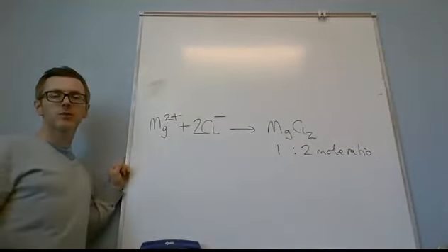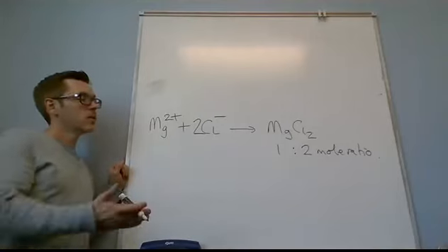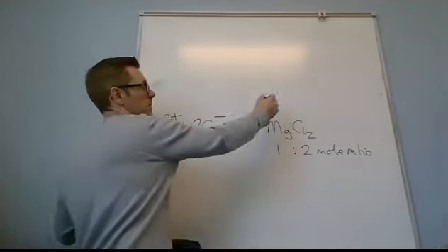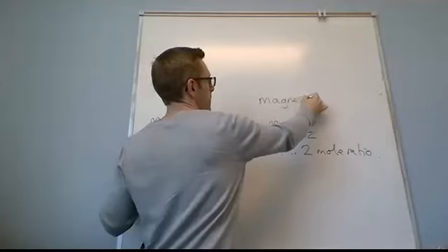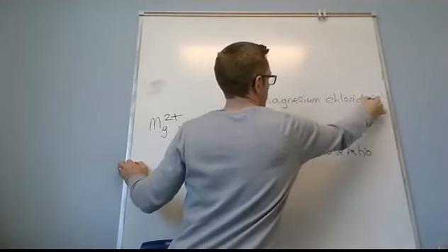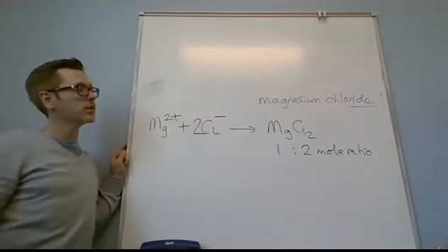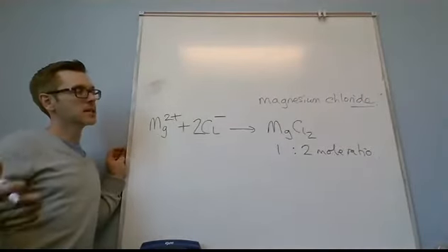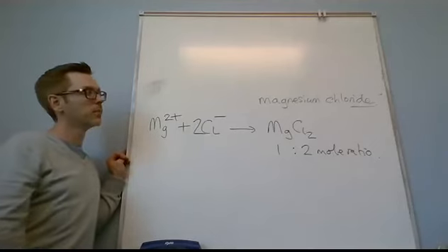Again, the sum of the charges must cancel. Sum to 0. We just call this magnesium chloride. Again, the cation takes the same name as the element. The anion has this suffix IDE. So chlorine becomes chloride.